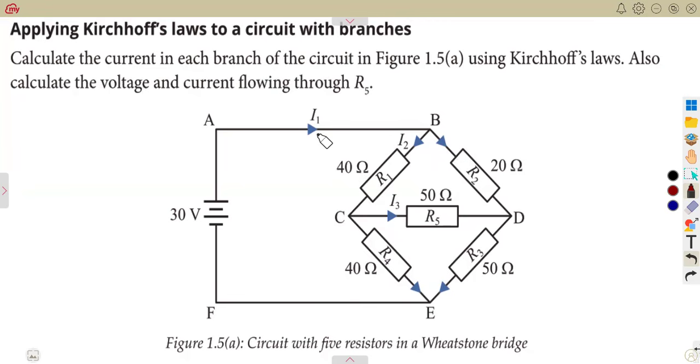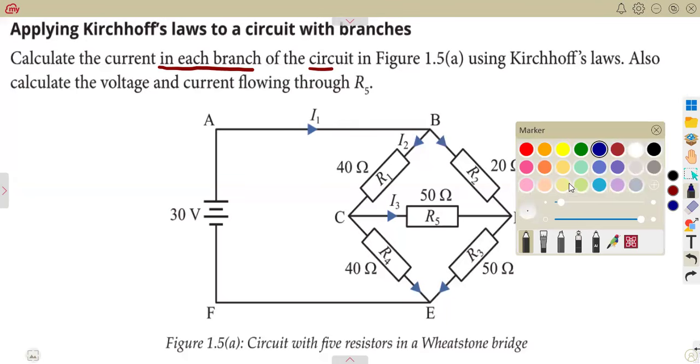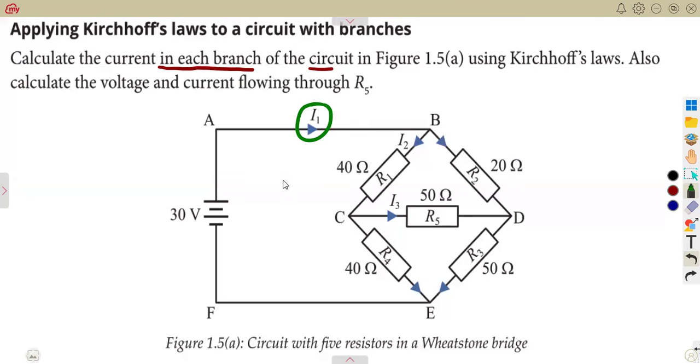So in each and every branch, take note, in each branch of the circuit, meaning to say, we are supposed to calculate the currents that are given first. The current 1, current 2, current 3. But what about this part? Because it's a branch, this one, BD. What about this one, CA? It's a branch also. What about DE? It's a branch also. And we are not given these currents. We are only given that this is I1, this is I2, this is I3.